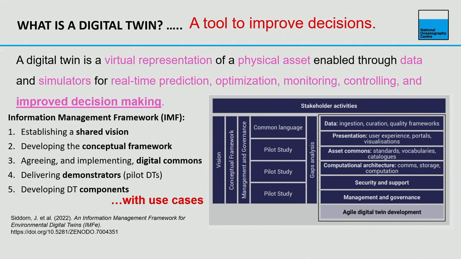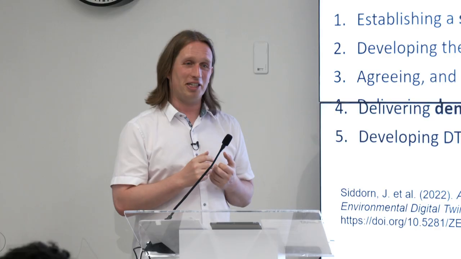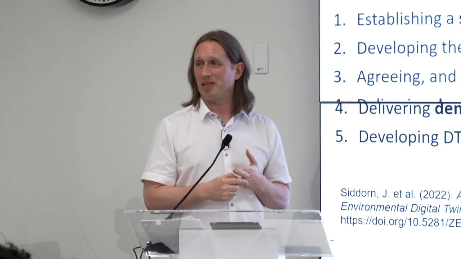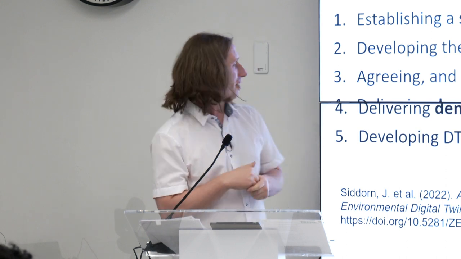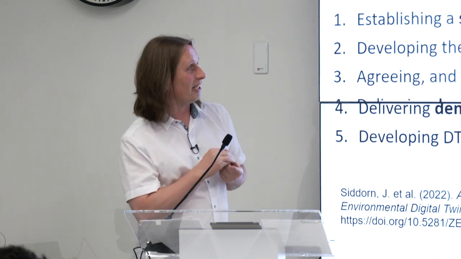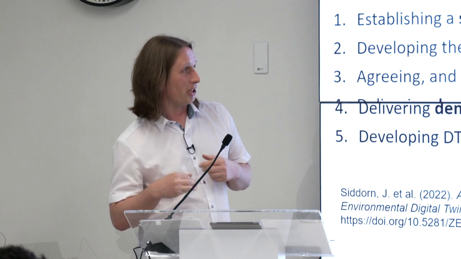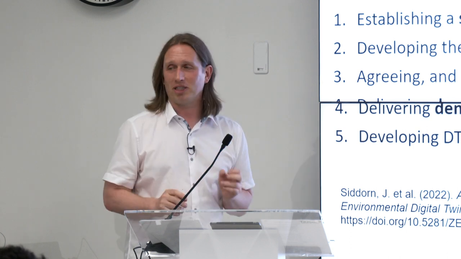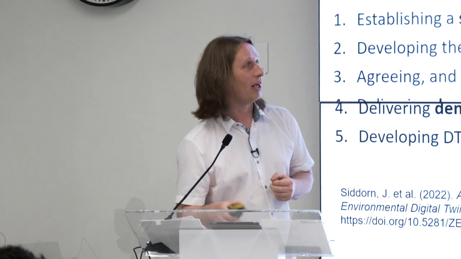Delivering demonstrators. Demonstrators are key to this. We need to show that it works. My RPI that created this project wants a digital twin he can kick the tires of to prove that it works and continue this work. And developing the components of digital twins as well. So one of the key things that we've done in the project at the moment is develop asset commons. I'll cover that in a second and what that really means.